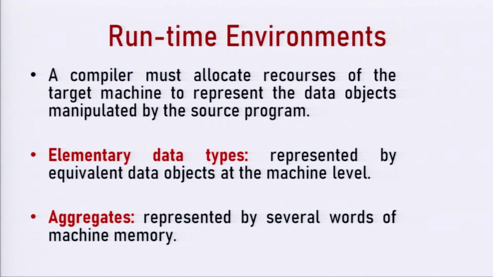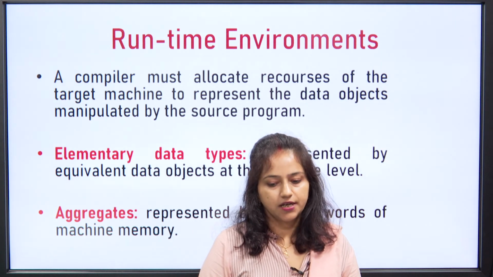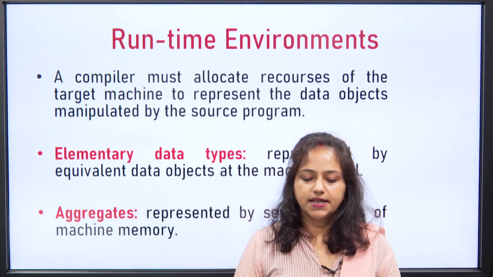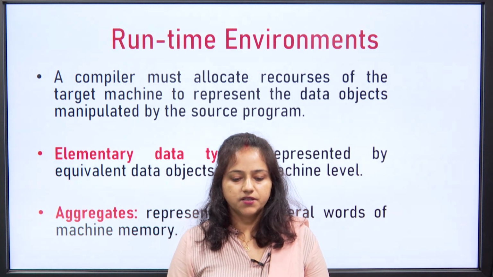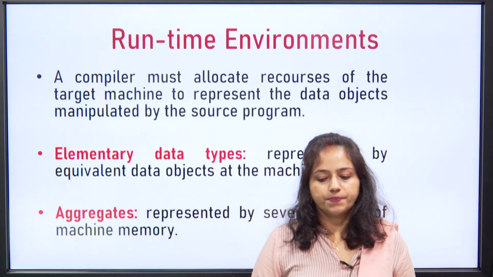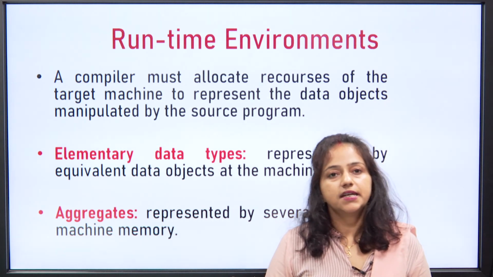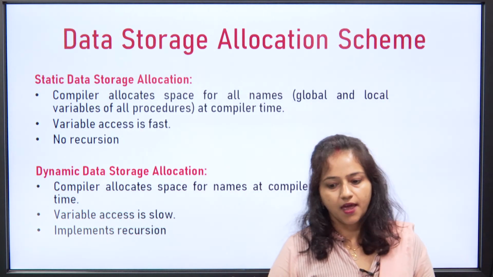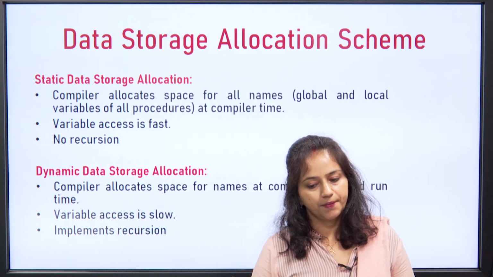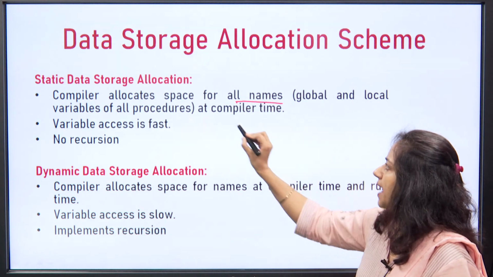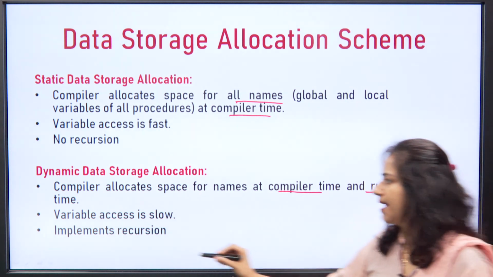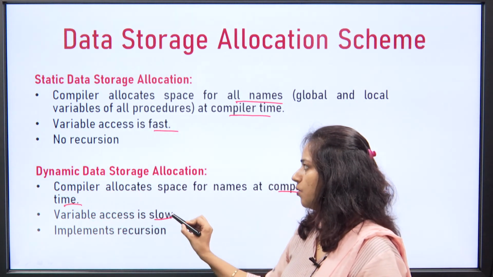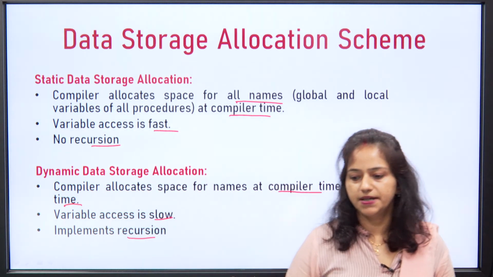Now, we will discuss the runtime environment. A compiler must allocate resources of the target machine to represent the data objects manipulated by the source program. There are two types of data types, elementary or aggregate. Elementary is represented by the equivalent data object at the machine level, and aggregate is represented by several words at the machine level. There are two types of storage, static and dynamic. In static, all names are stored at compile time, while in dynamic, records are stored at compile time as well as runtime. Static is fast, dynamic is slow; static does not implement recursion while dynamic implements recursion.